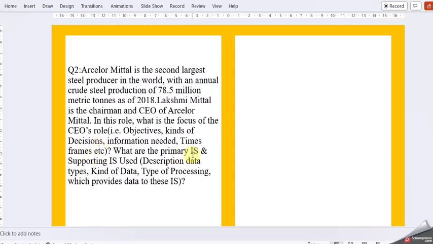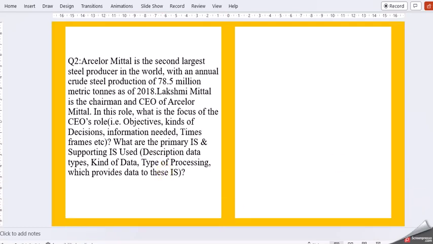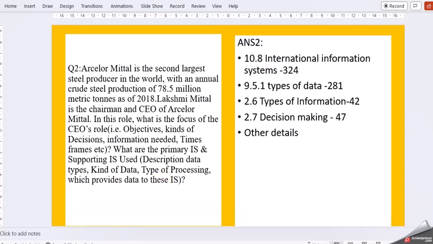What are the primary information system and supporting information systems used? Description of data, types, kinds of data, type of processing, which provides data to the information system. So here a lot of information is provided and asked about. This is not in one particular chapter, so I have tried to come up with a little more information you can gather around.